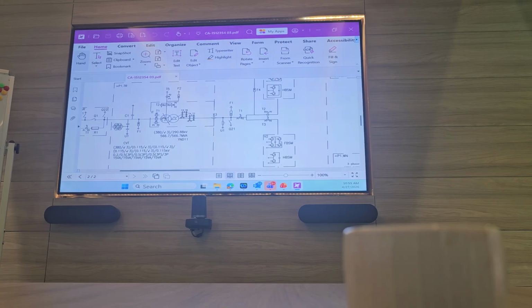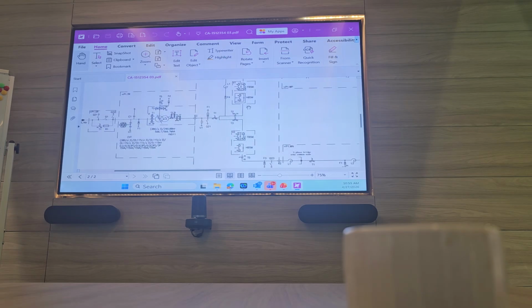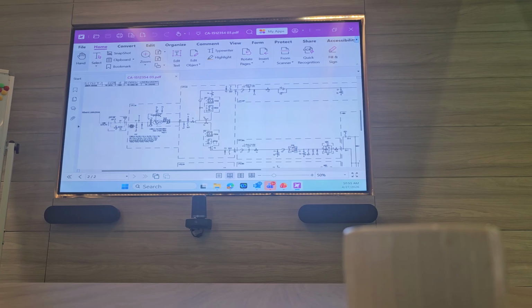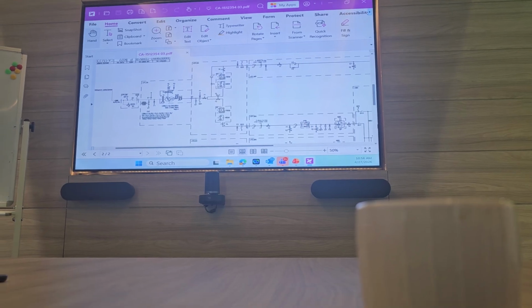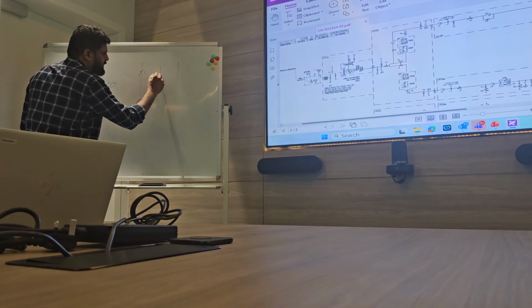So this is per phase: 380 divided by root 3 is 230 kV, and this is 290.88 kV. We have one transformer for each phase. Each phase will connect like this, this is positive arm, this is negative arm, like 6 valves. Transformer, 6 pulse converter.